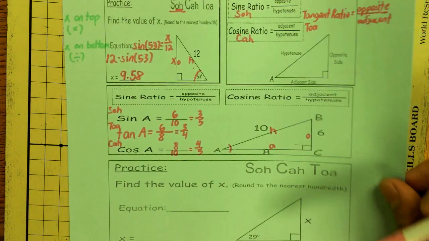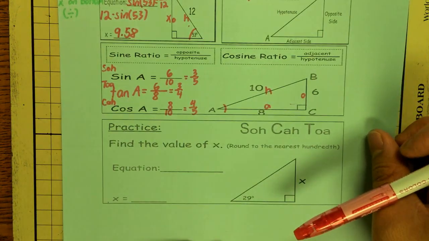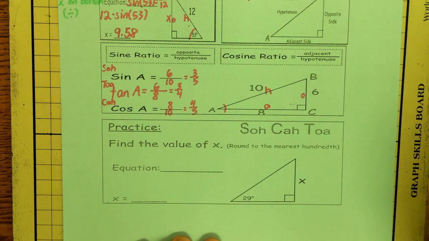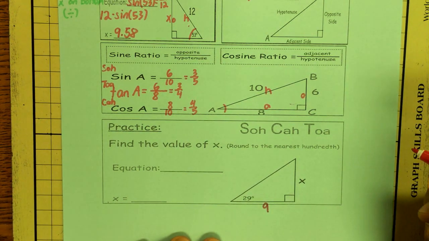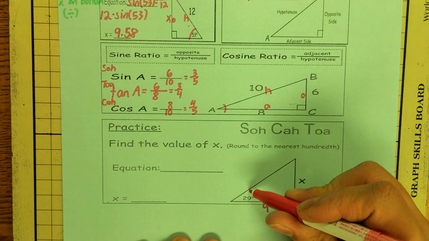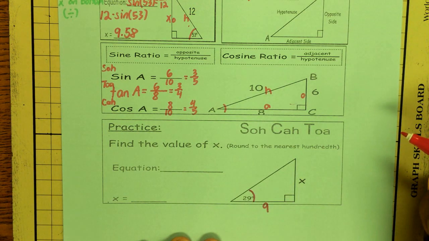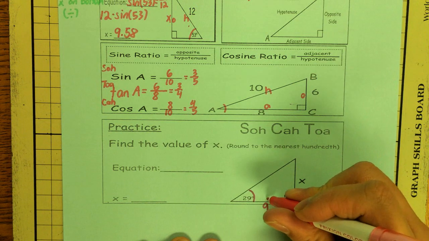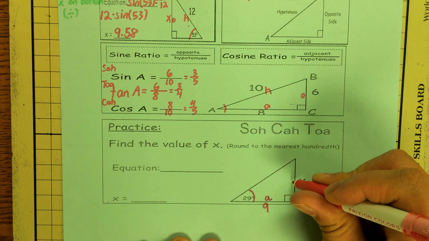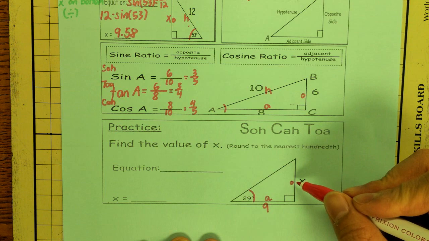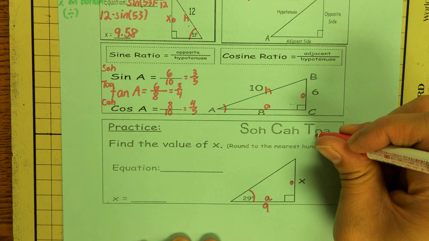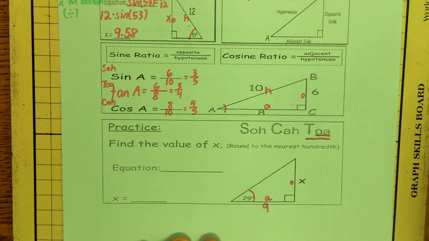Alright, let's drop down and finish up the rest of the problems. Alright, practice. Over here, this should be a 9. So here's my steps. First, identify your angle. Second, label your sides. That's adjacent and that's opposite. Using SohCahToa, we have an O and an A. O and A right here, so we're using TOA.